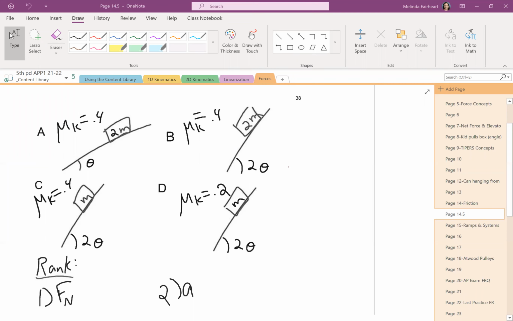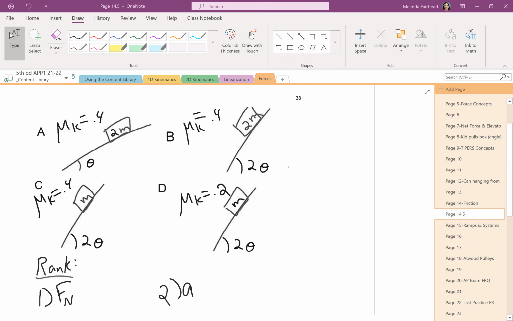Okay, so on this page, we got 4 ramps. Each of them, we have a block. They're not all the same mass. We're given a couple different angles, so theta and 2 theta, and then different mu k. So that's not another m, it's that new Greek symbol mu k. It's supposed to be the coefficient of kinetic friction.